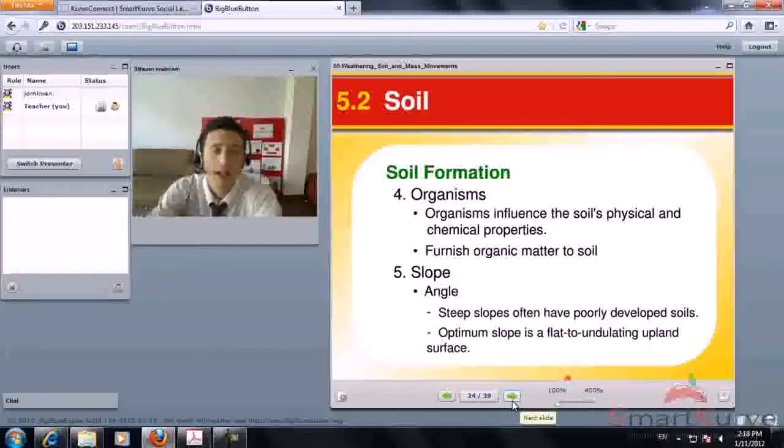And then finally, the last factor, slope, angle. Steep slopes often have poorly developed soils. I think if you remember what we've learned about erosion, this is easy to understand.